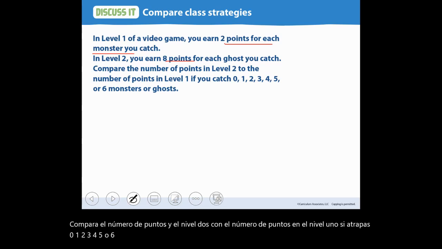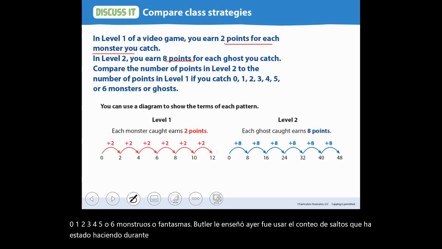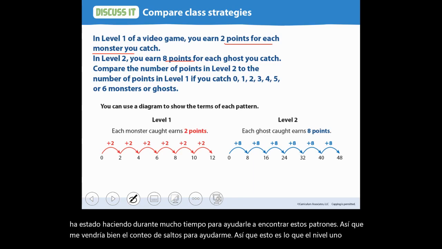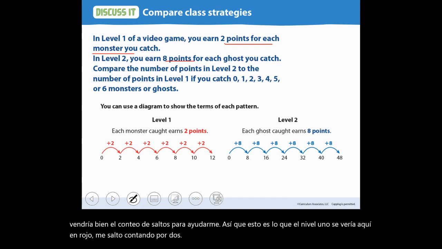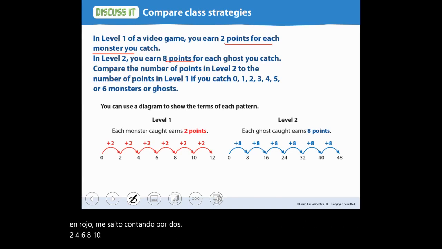So yesterday, one of the strategies that Ms. Butler taught you was to use skip counting, which you've been doing for a very long time, to help you find these patterns. So I could use skip counting to help me. This is what level 1 would look like here in red. I'm skip counting by 2s: 2, 4, 6, 8, 10, 12. And that's if I catch 0 monsters is our first one, then 1, 2, 3, 4, 5, or 6 monsters in level 1.